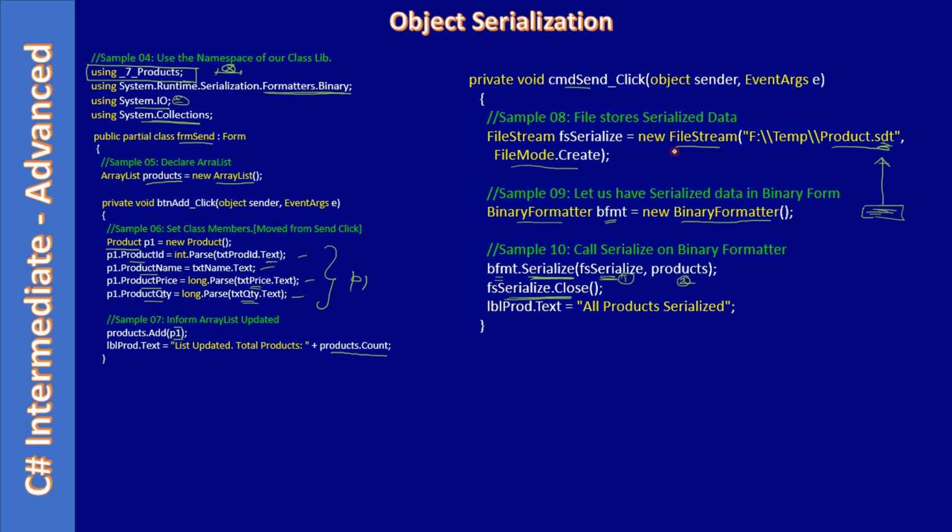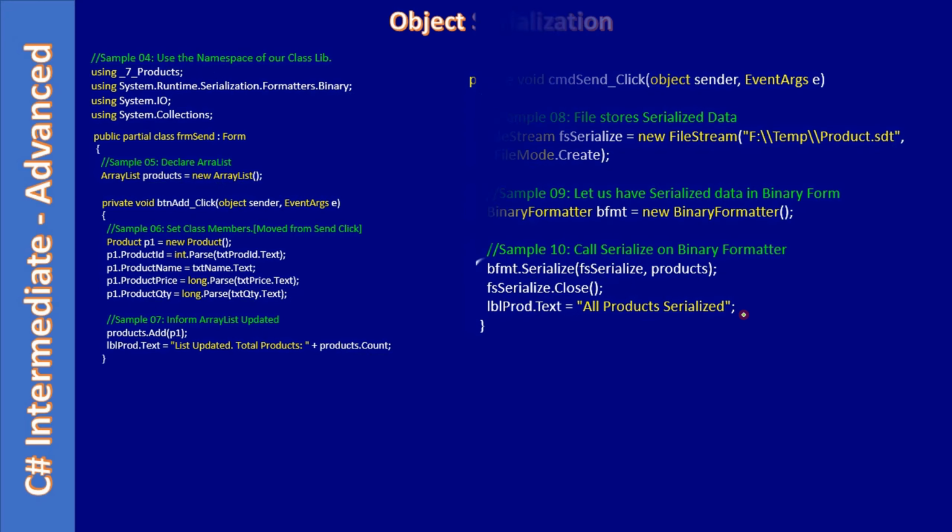Then in the label, the same label where we showed list updated with how many products there are in the ArrayList, we now say all products serialized. That's all. Now we will go ahead and implement this.